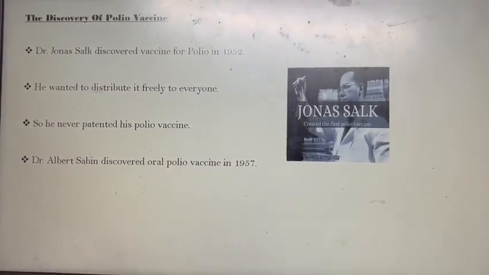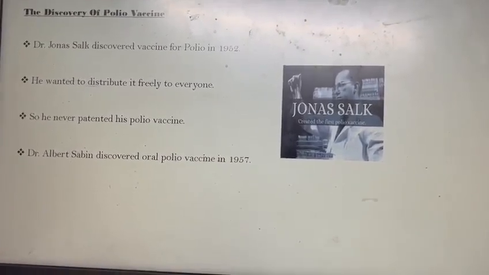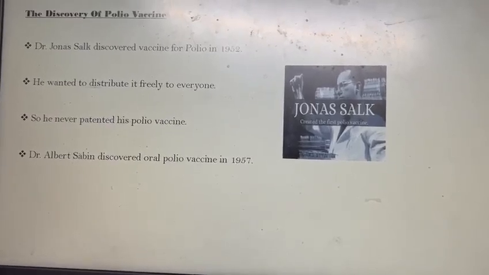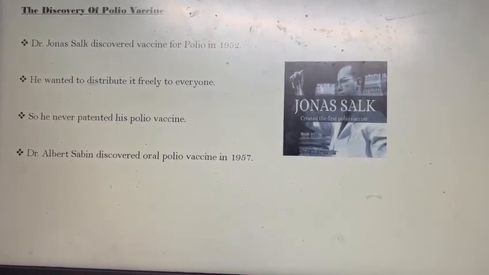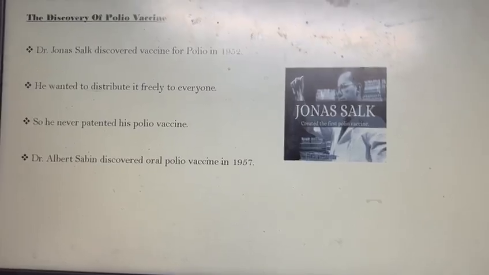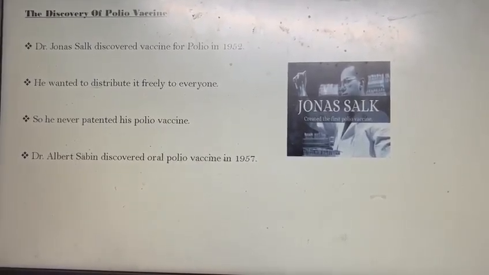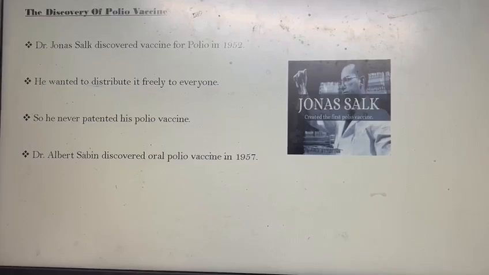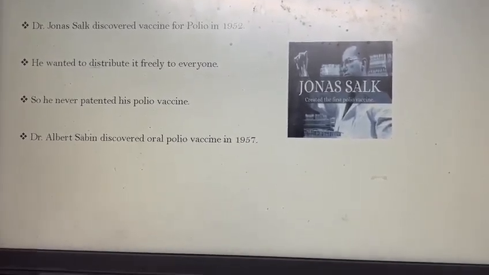Now, who discovered the polio vaccine? What is a polio vaccine? The polio vaccine is given to children to prevent the polio disease. This polio vaccine was discovered by Dr. Jonas Salk in 1952, and he wanted to distribute it freely to everyone. So he never patented his polio vaccine.